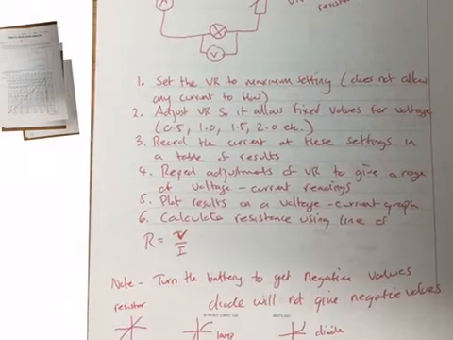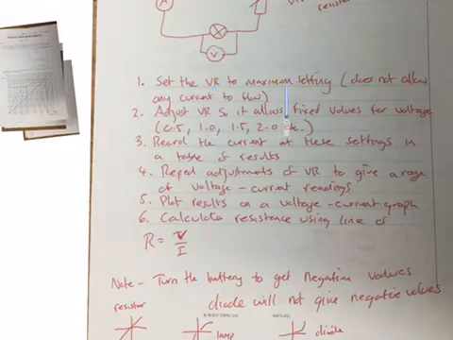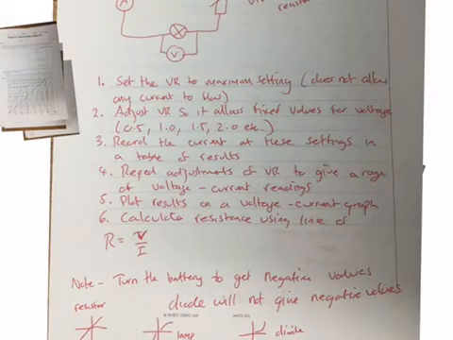So I said, number one, I need to set the VR, the variable resistor, to the maximum setting, and that won't allow any current to flow. So I won't get any readings at that point. It'll be 0, 0. Then I'm going to start adjusting the VR so it allows fixed values of voltage through. So fixed values, 0.5, 1, 1.5, 2, etc. So you've got these incremental steps.